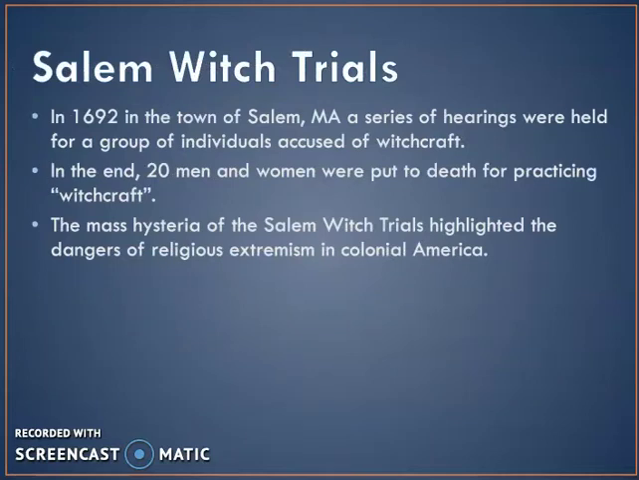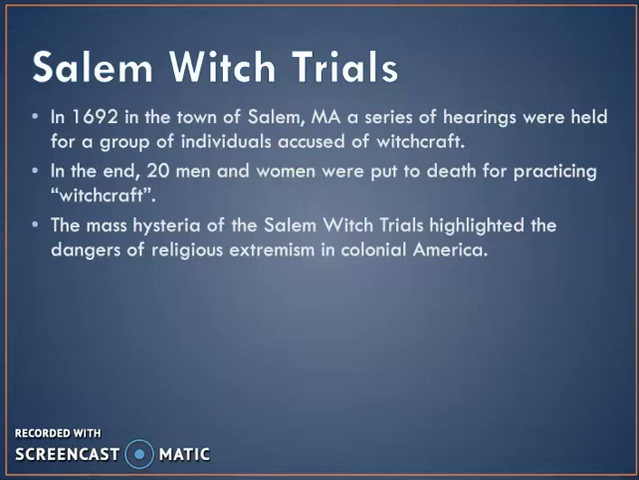But we're going to pick back up with something called the Salem Witch Trials. And this is something that a lot of you are probably very familiar with. This is when this mass kind of hysteria is going to surround this town of Salem, and they're going to start accusing people of witchcraft. So it says in 1692 in the town of Salem, Massachusetts, a series of hearings were held for a group of individuals who were accused of witchcraft. In the end, 20 men and women were put to death for practicing witchcraft.